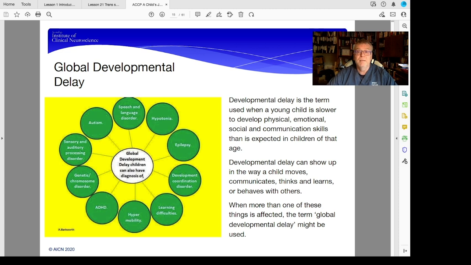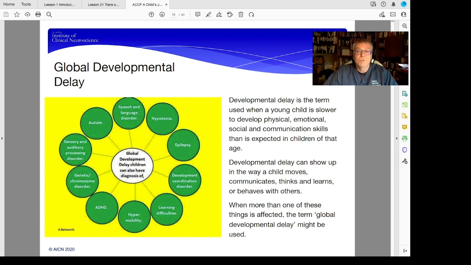So developmental delay is used when a young child is slower to develop, either physically, emotionally, socially, or within communication skills than expected when compared with other children of that age. Now, usually it is also a necessary component of a developmental delay syndrome that there is no anatomical or biological cause that can be identified that's causing this delay. So it seems to be just a delay that has been produced by either a delay or a slowing of these network developments that we're talking about.